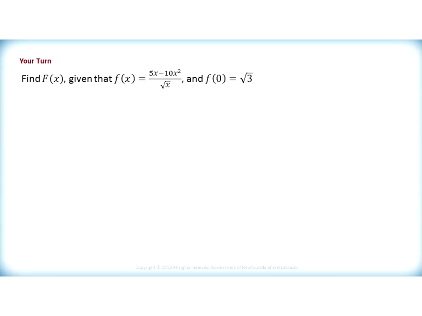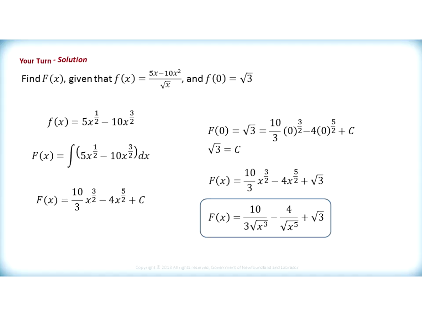Your turn. Find f of x given this function and this initial condition. Yummy, a square root. Have fun with that. Okay, so here's the solution to the your turn question. Hopefully you're getting this done correctly and everybody's happy and hunky-dory.